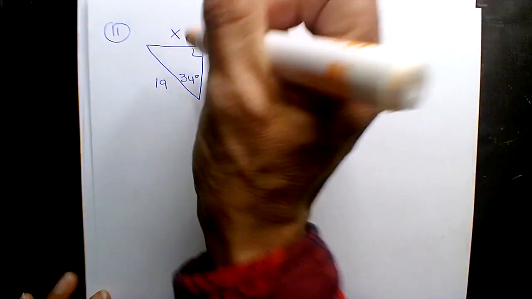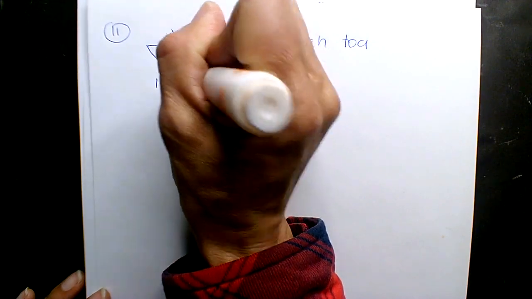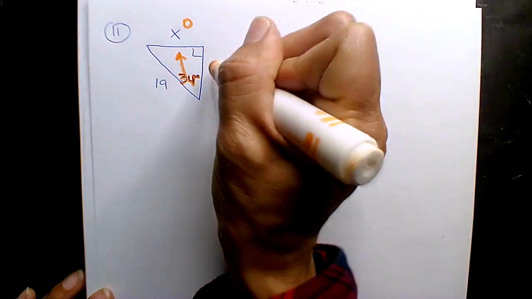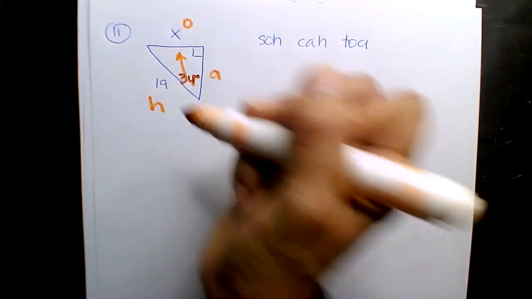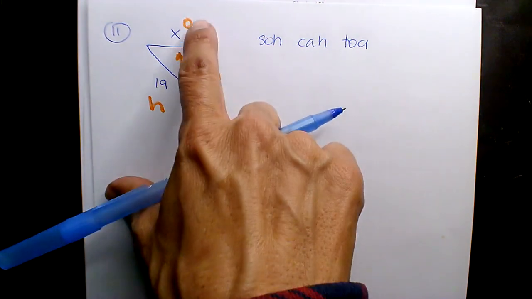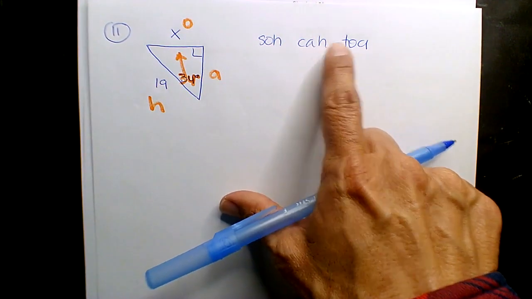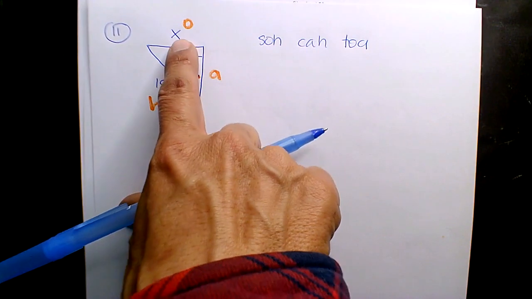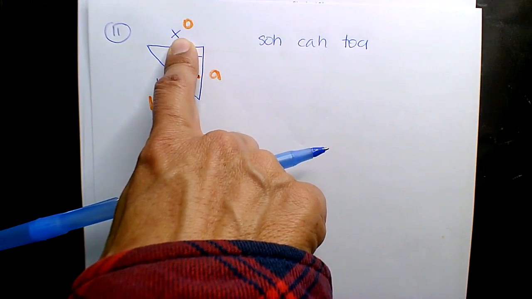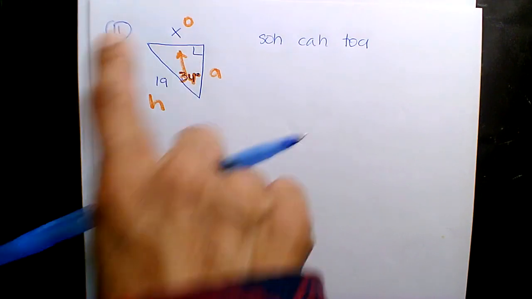So 34 is my degree, which means X is my opposite, this is adjacent, and this is hypotenuse. This is where your labeling comes into play, which is essential and crucial. Okay, so now what? Only one of these is going to be able to give me X. Now, I'm going to write all 3 of them because I'm the teacher. You only have to write one of them.